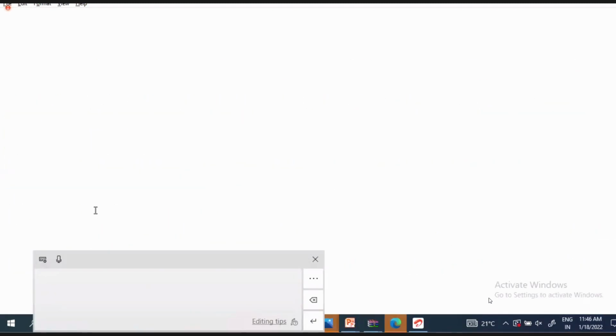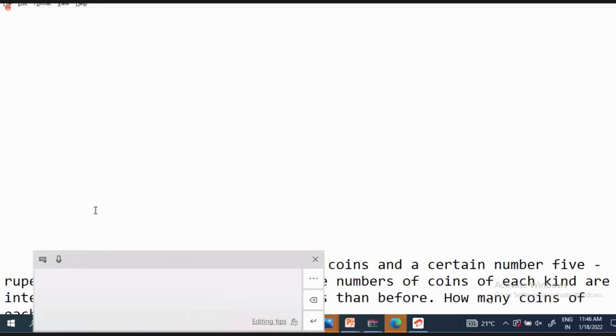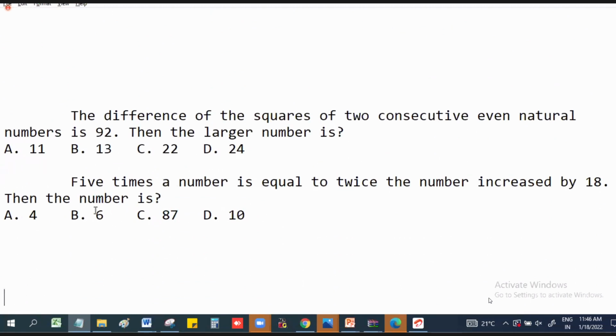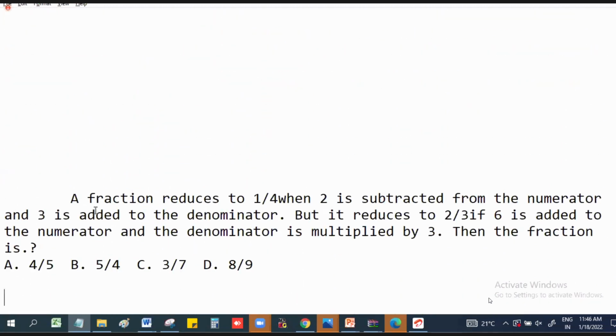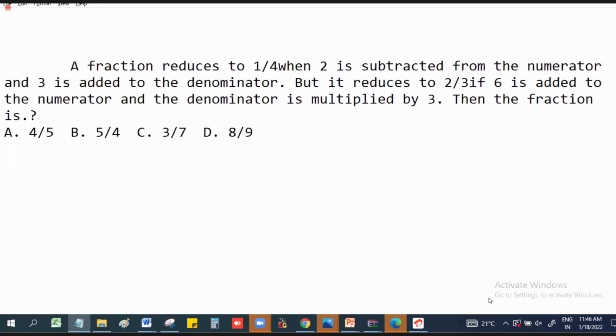Okay. We have a similar kind of question at the end. I want you to solve that question also. With that, we can finish almost all the miscellaneous ones. One is left over. Solve this.